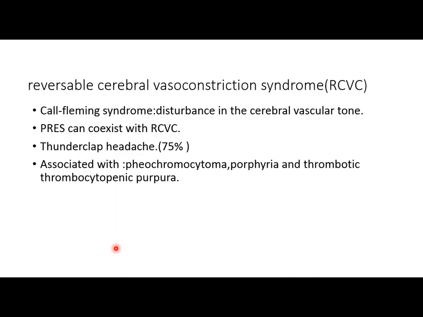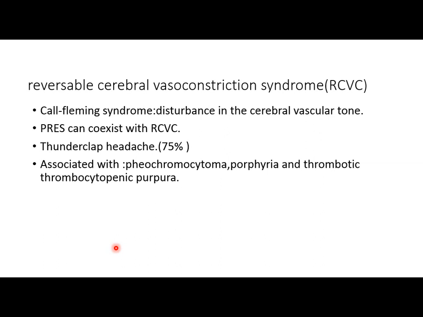And that's it. Now we will talk about the second part of our seminar, which is the vascular abnormalities. We have reversible cerebral vasoconstriction syndrome. It is more than one disease. It's like a syndrome, but disturbance of cerebral vascular tone is the most common scenario for the pathogenesis of this syndrome. It also has another name, Call-Fleming syndrome, but it's not widely used.